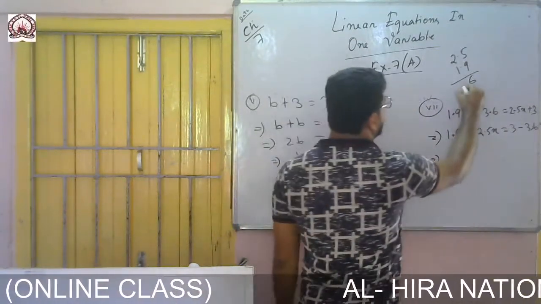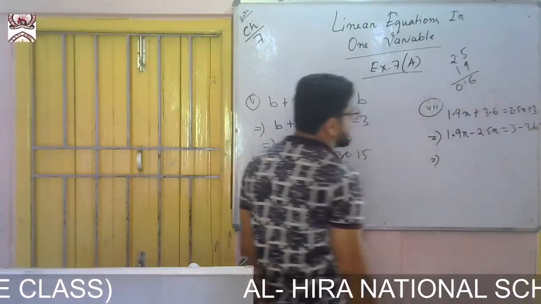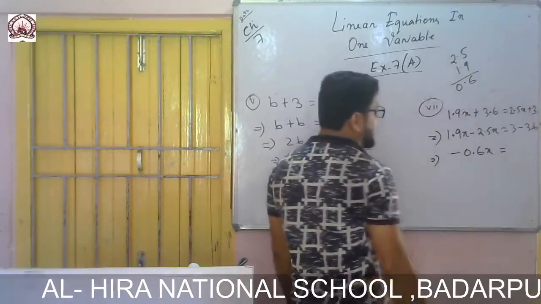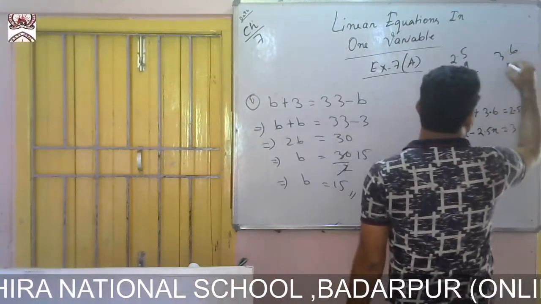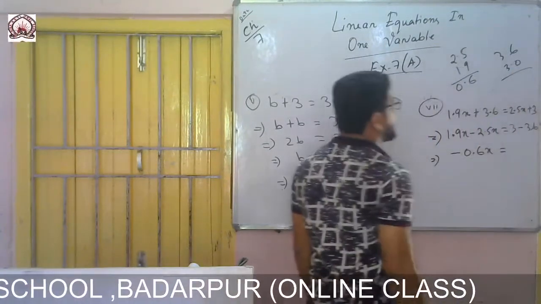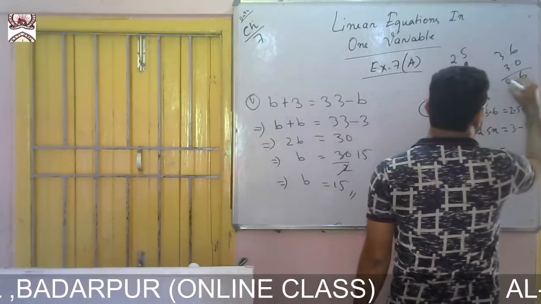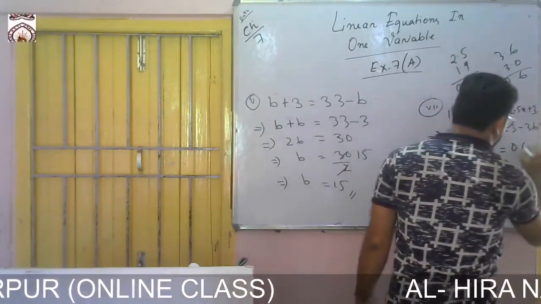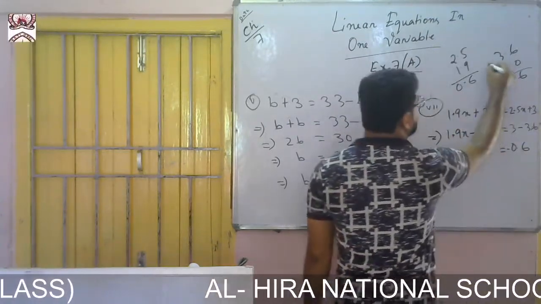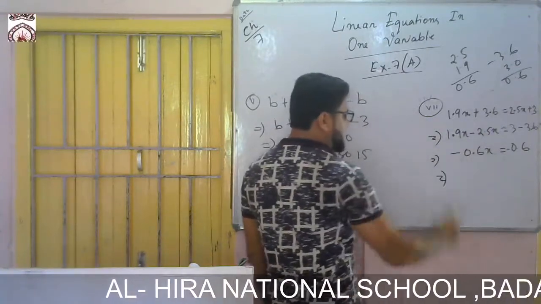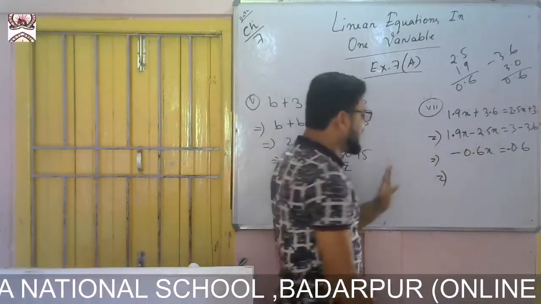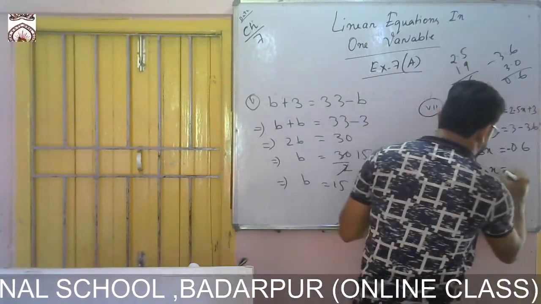Okay. And here what we got? 0. So here we got minus 0.6x equals 3 minus 3.6, so minus 0.6. In this case we got 0.6. Here minus 0.6, because 3.6 is greater. Here also 2.5 is greater. So in both cases the minus will get cancelled. Remain 0.6x equals 0.6.